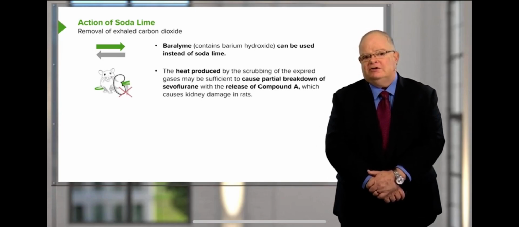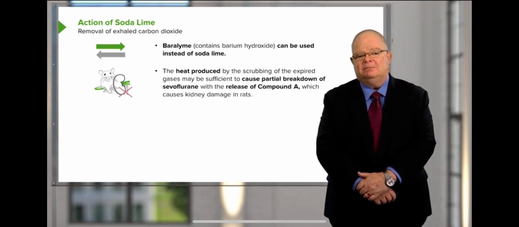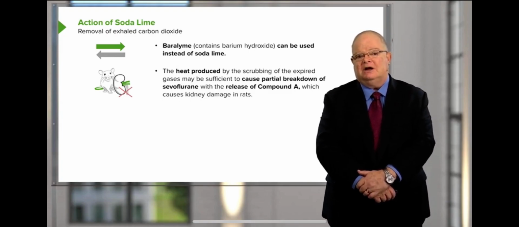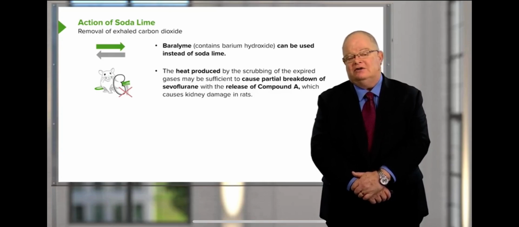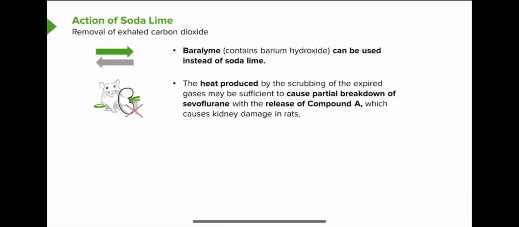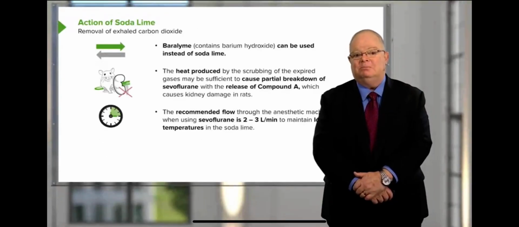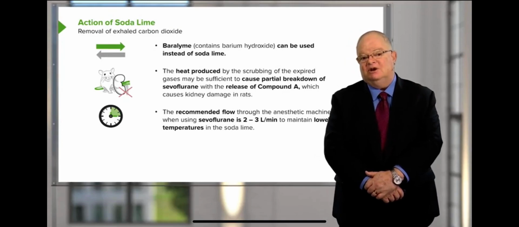The heat produced by the scrubbing of expired gases may be sufficient to cause partial breakdown of sevoflurane with the release of a substance called compound A, which can cause kidney damage in rats. We actually don't know if this is a problem in humans, but the recommended flow through an anesthetic machine when using sevoflurane is 2 to 3 liters of fresh gas per minute to maintain lower temperatures in the soda lime. With desflurane, we can turn the total flow way down, and this actually results in desflurane being a very economic drug to use because we use so little of it per minute.